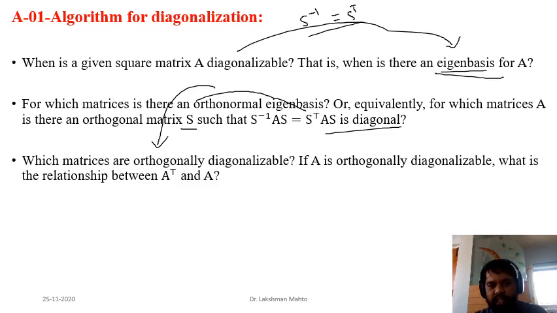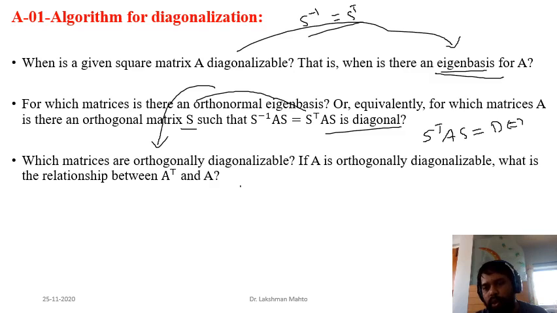Suppose you have a matrix A which is orthogonally diagonalizable. That means there exists an orthogonal matrix S such that you can write S transpose A S equal to a diagonal matrix D. What kind of matrix would that be?